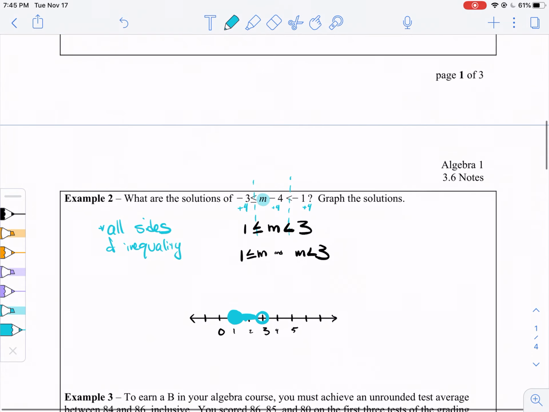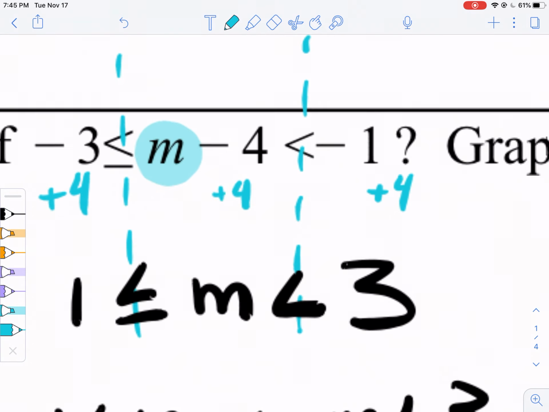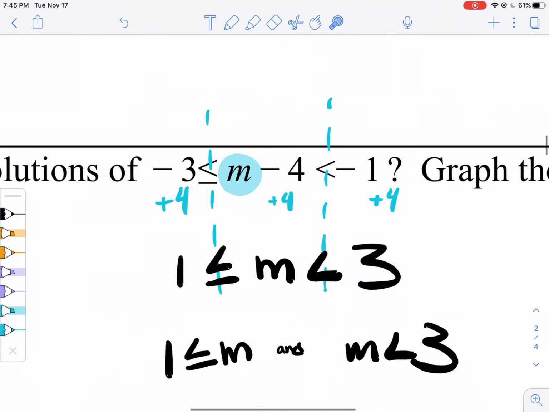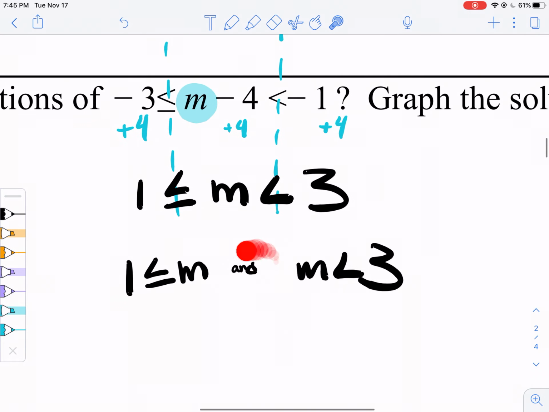Done. Cool, huh? Whenever you've got this as like one sentence together, that's an and guy. So you might literally see the word and, or you might see it in a sandwich. When it's in a sandwich, that means and.